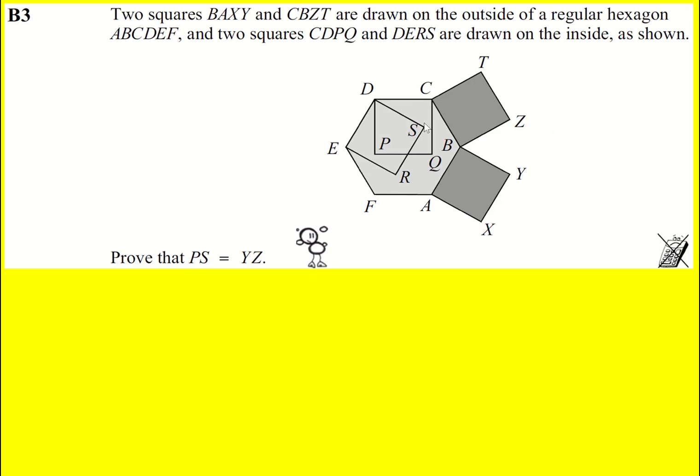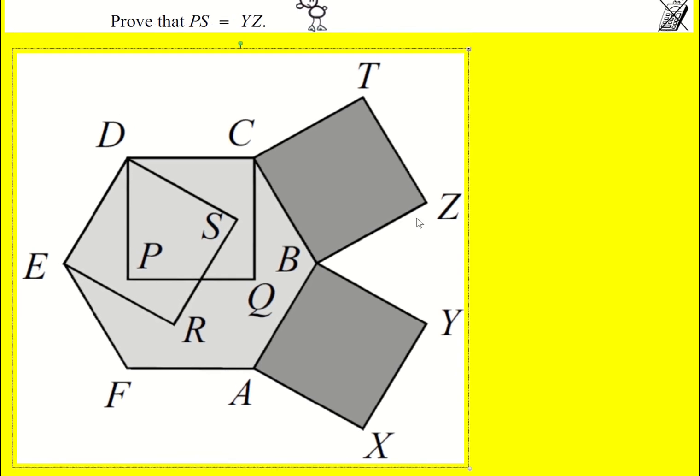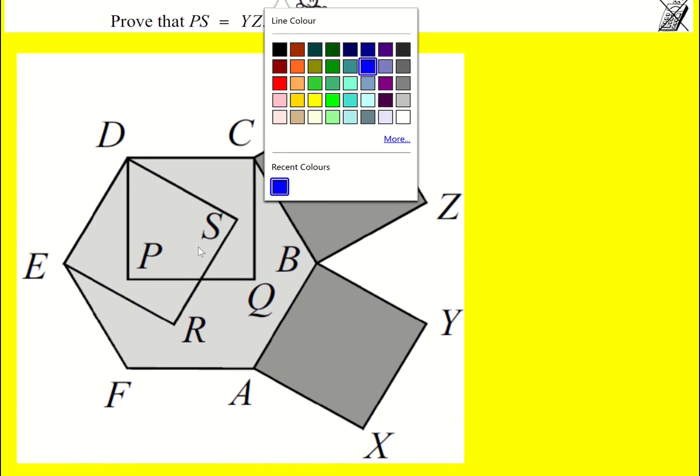Got an interesting construction here of a regular hexagon, two squares on the inside, two on the outside, and we're asked to prove that PS equals YZ. Well, there's absolutely no lengths labeled. We know that some are equal, so basically this can't be to do with lengths. We have to use the angle somehow to do this proof. That's my hint if you wanted one.